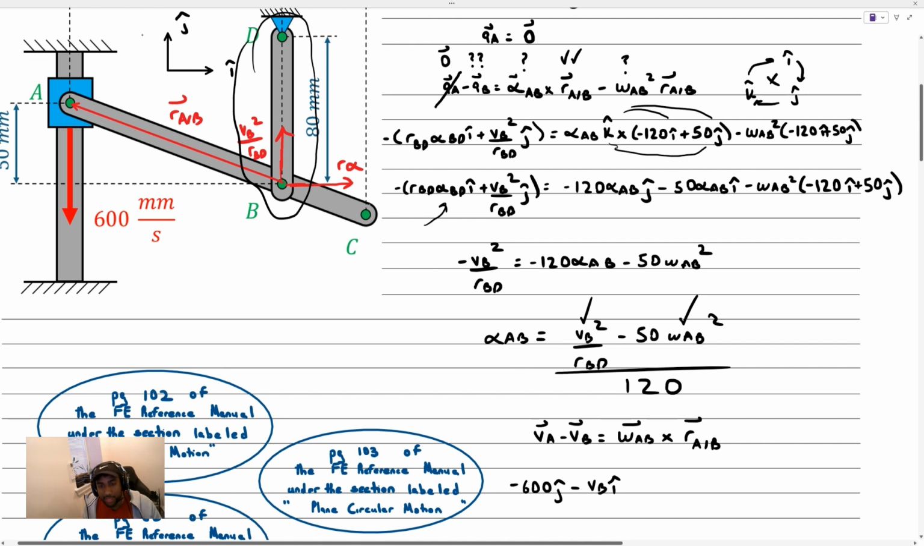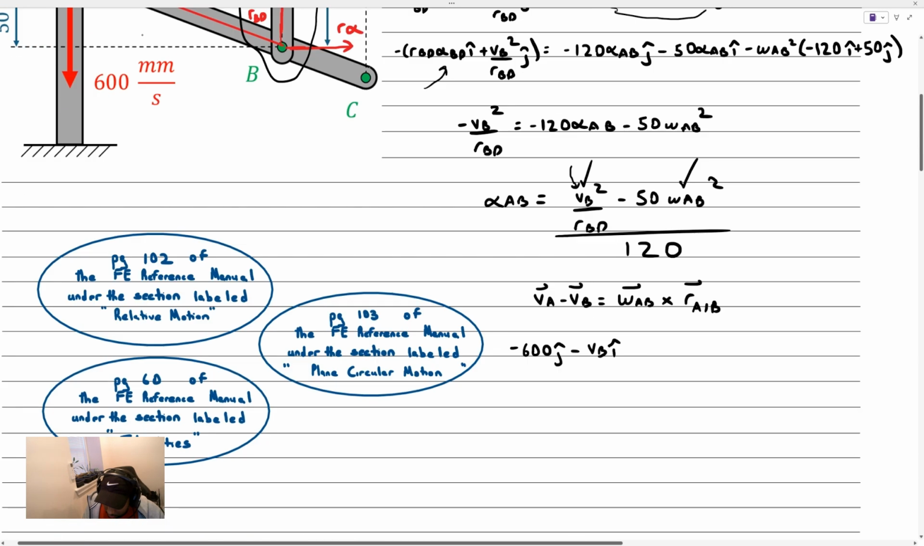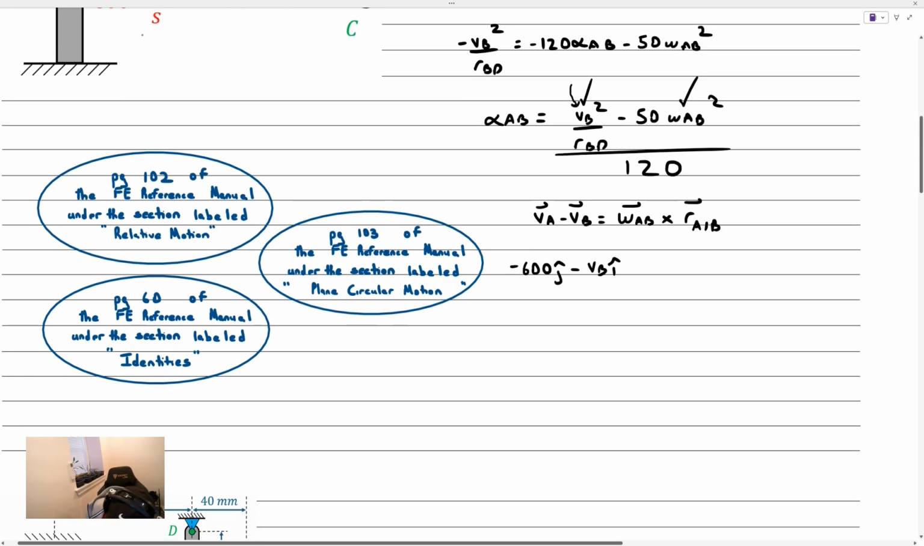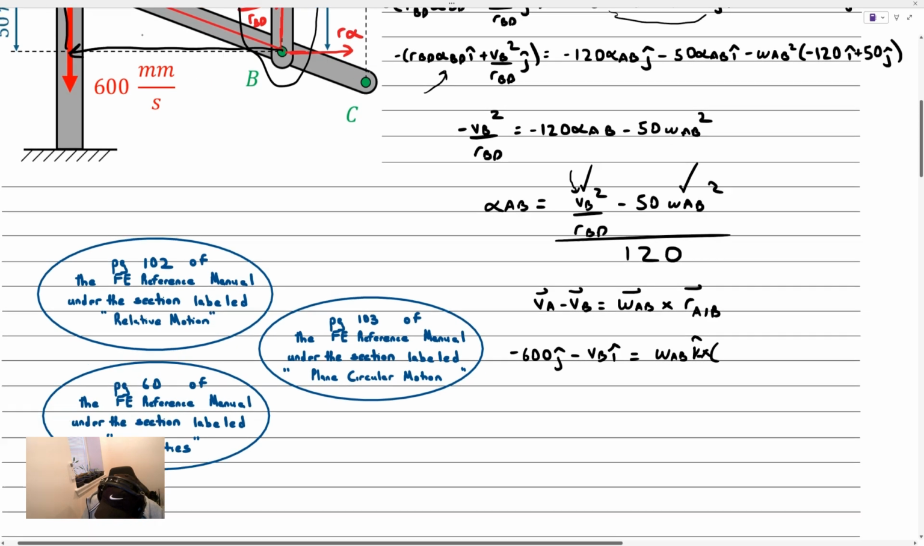And why did I choose not to break it down into its circular motion? Because you can see we're looking for the speed of B right here. So I'm just going to leave it in terms of the speed of B and not worry about the R omega term, which would bring in the angular acceleration of this linkage dB, which we don't really care about. That term is equal to omega AB, which we're not sure about the magnitude, but we know it's pointing out of the page, cross with the relative position vector of A relative to B. That's negative 120 in the i plus 50 in the j.